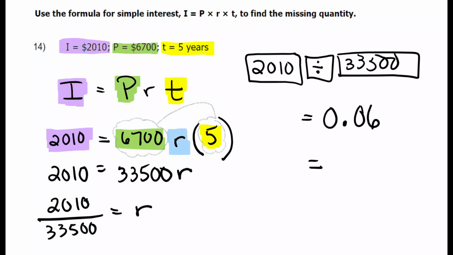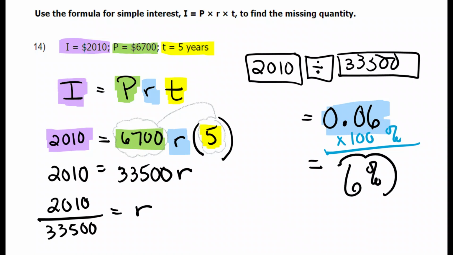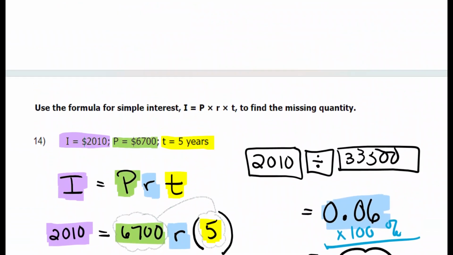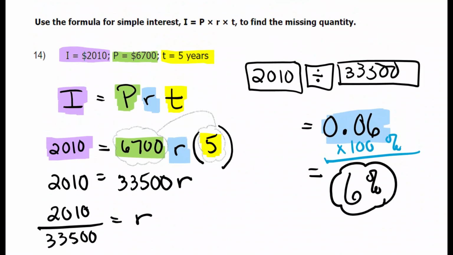My unknown variable was this r right here, which is rate. So I have to take this number and multiply it times 100 to get it into percent form. And so my final answer is 6%. Ta-da! All right, so those both involved simple interest.